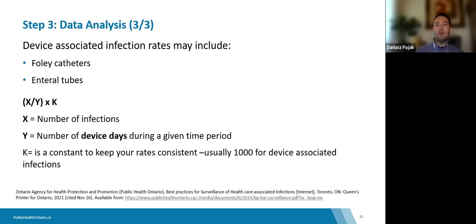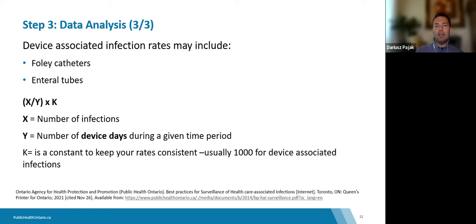So continuing on with the data analysis section, as mentioned on the previous slide, rates can also be calculated from infections associated with medical devices. So this can include things like Foley catheters or enteral tubes. In the example here on this particular slide, you could see that X could be a number of infections for a given period. So as an example, the number of urinary tract infections diagnosed in residents who had a Foley catheter. And in this example, Y would be the number of device days, which we mentioned previously, for that month. So this way we capture the total number of days residents being followed had a Foley catheter actually inserted.